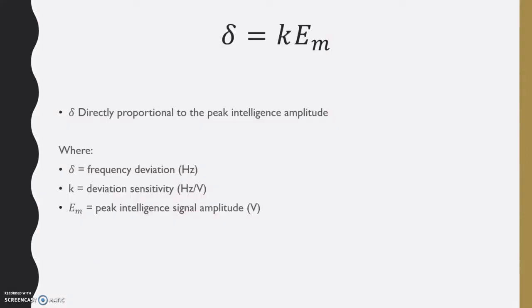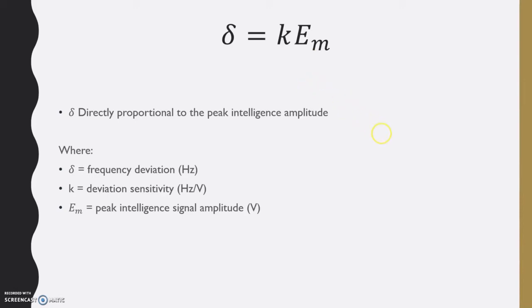The equation of frequency deviation states that delta is directly proportional to the peak intelligence amplitude. As you can see here, this is the frequency deviation equation, where delta is the frequency deviation, K is the deviation sensitivity, and E sub m is the peak intelligence signal amplitude.